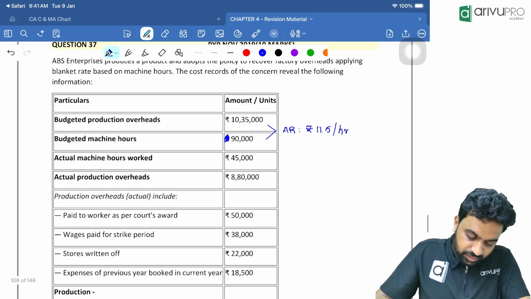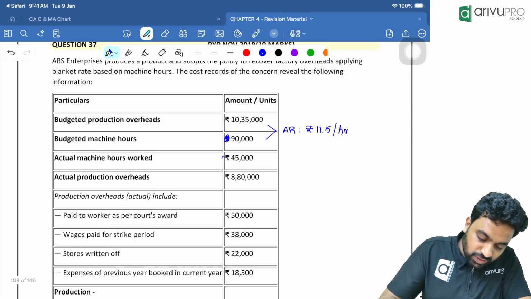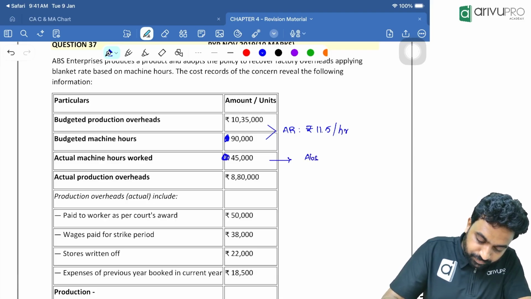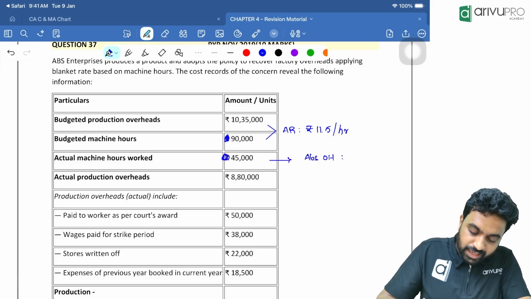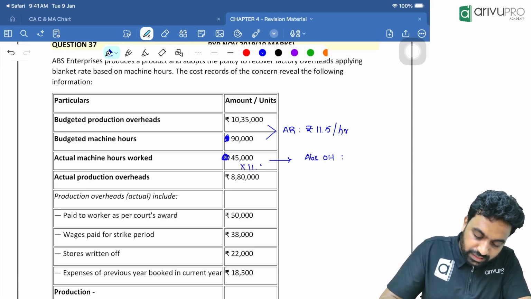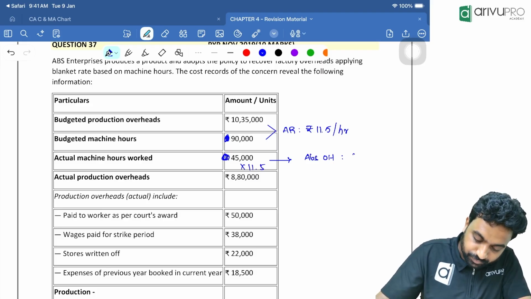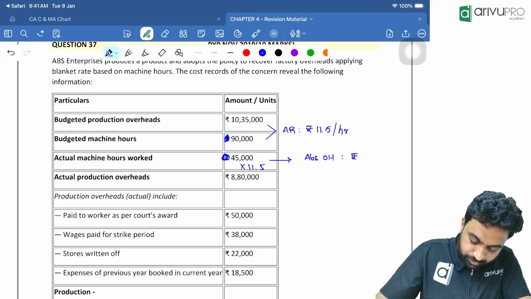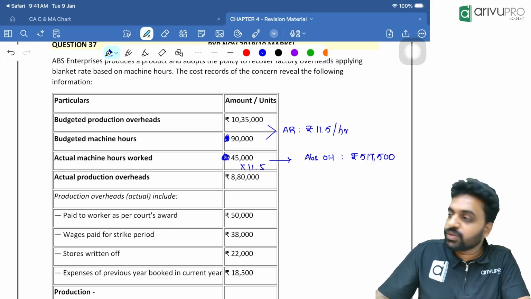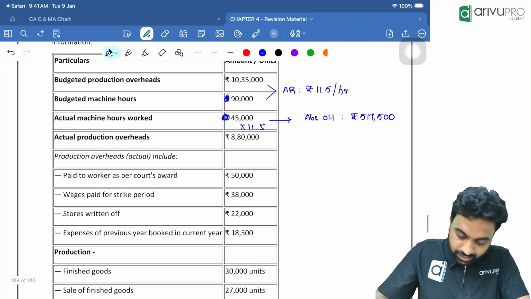11.5 per hour, okay? Done. Actual machine hours worked are 45,000. So your absorbed overhead will be how much? Absorbed overhead will be 45,000 into 11.5, 5 lakh 17,500. Your absorbed overhead is 5,17,500.